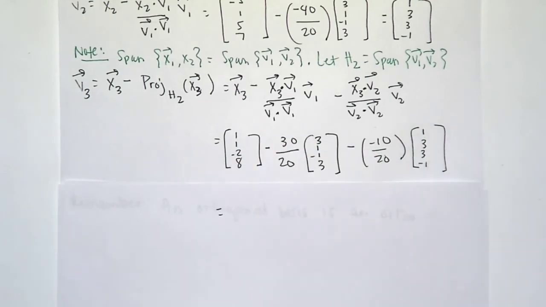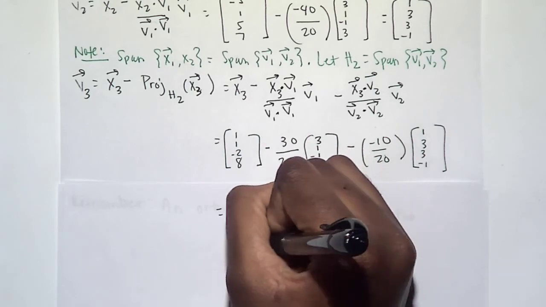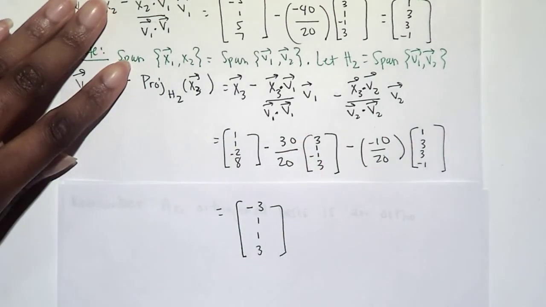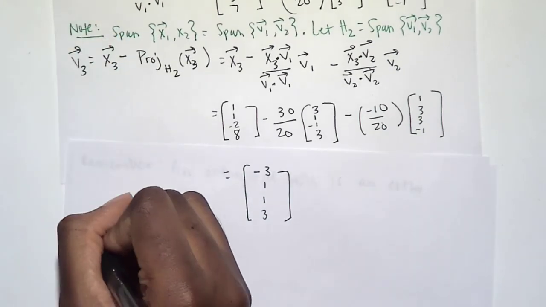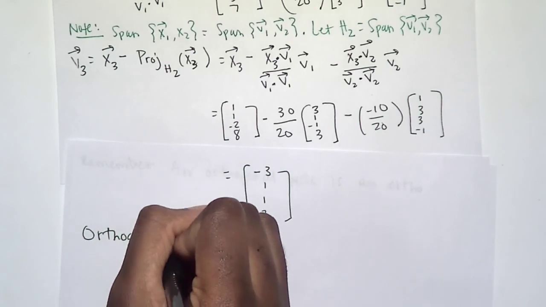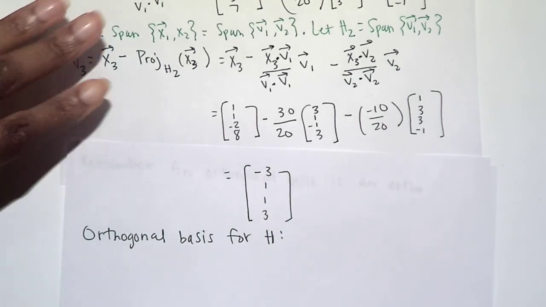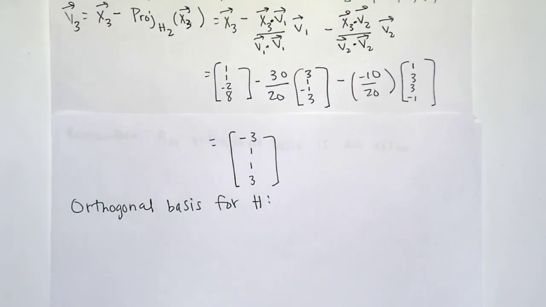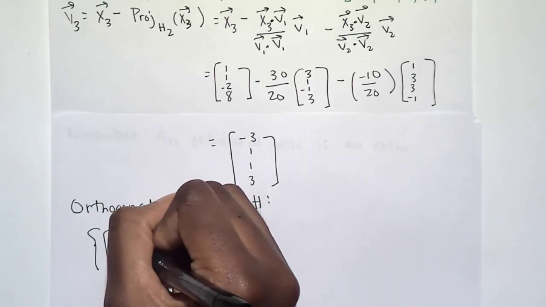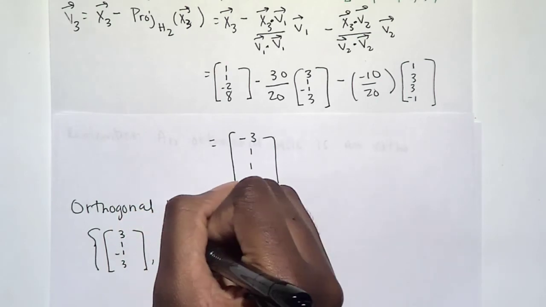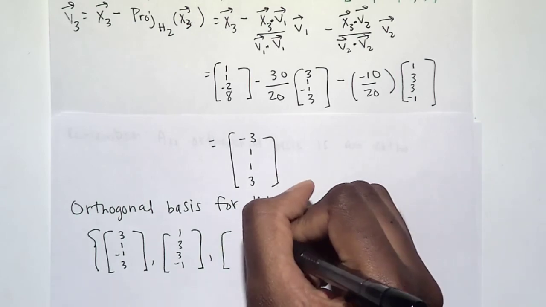And then what do we get when we put it all together? I'm just going to spoil the answer. Negative 3, 1, 1, 3. So now we have an orthogonal basis for H. All right, so it's our v1, our v2, and our v3.